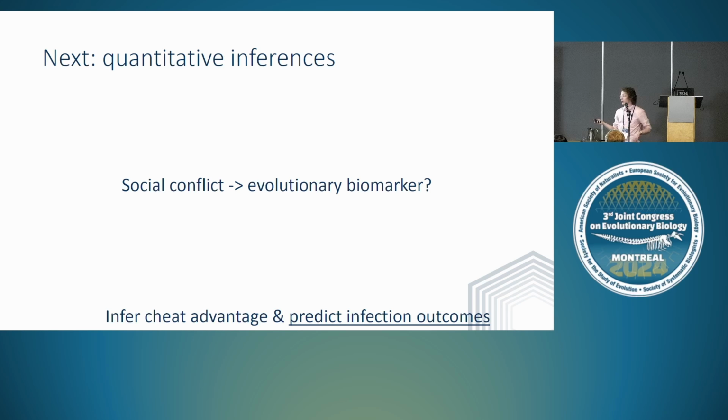In other words, can we take someone with the flu, measure the cheat population at an early time point, and use that to predict how severe the infection is going to be?